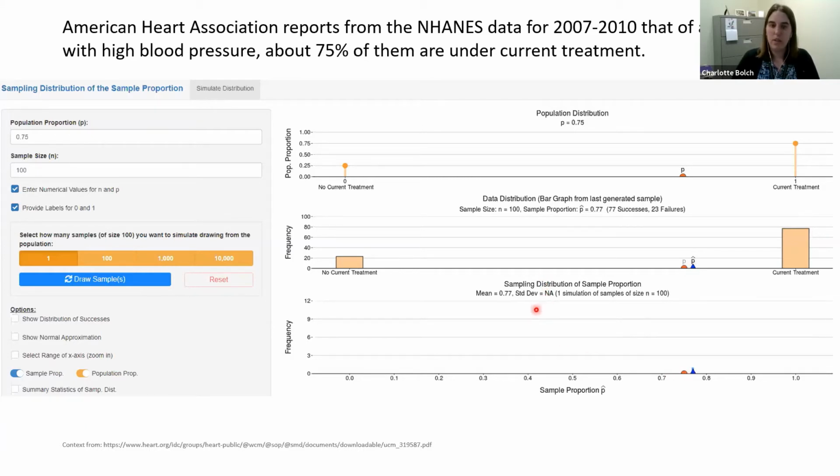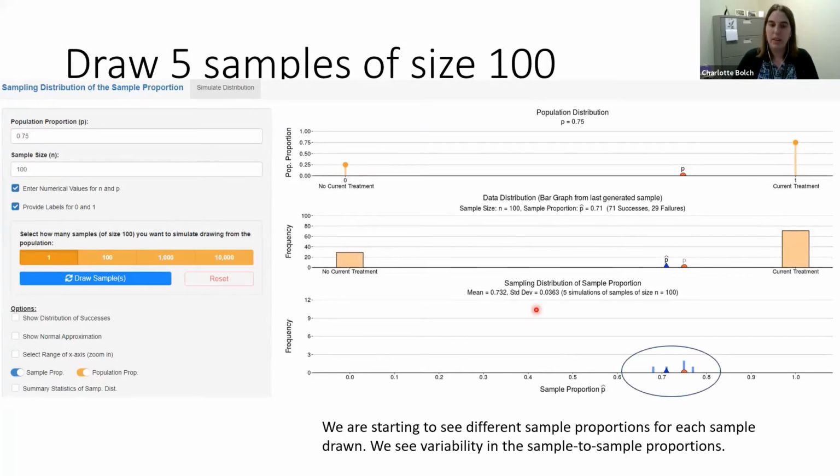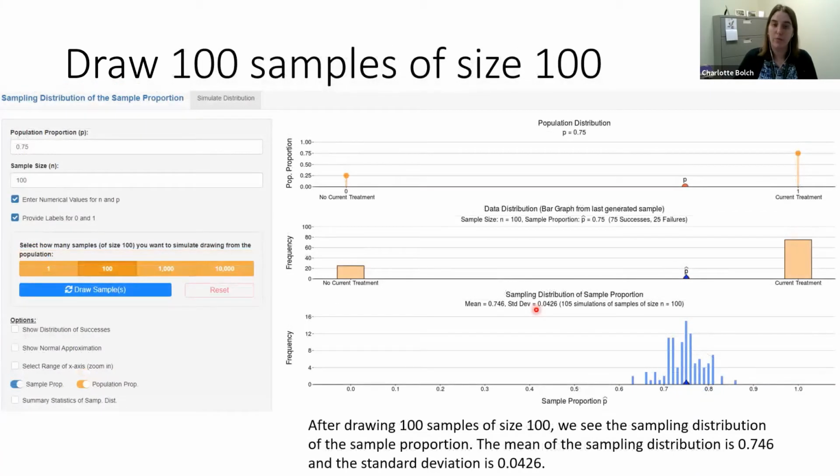Next, we can draw 5 samples of size 100. And we can start seeing down here that we get different sample proportions for each sample drawn. We're starting to see this variability in the sample-to-sample proportions. Finally, we can draw 100 samples of size 100. After drawing these 100 samples, we're starting to see the sampling distribution form.